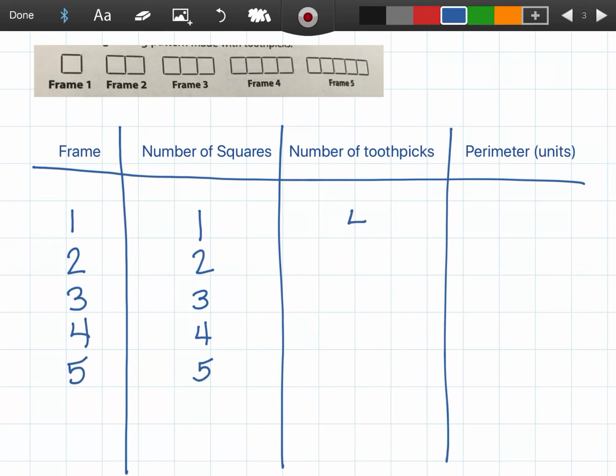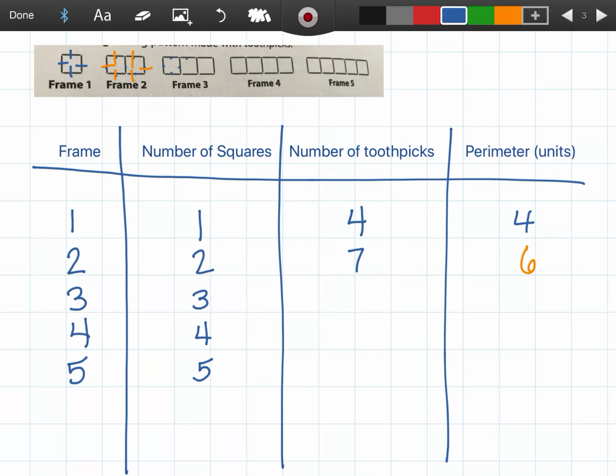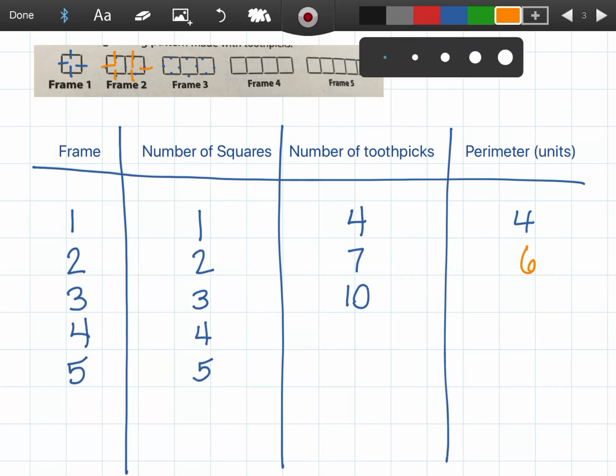Frame 1 has 4 toothpicks with a perimeter of 4, because you can see 1, 2, 3, 4. Frame 2 has 7 toothpicks. Actually, we'll switch over. The perimeter here is 6. Frame 3 has 10 toothpicks and a perimeter of 8 toothpicks.